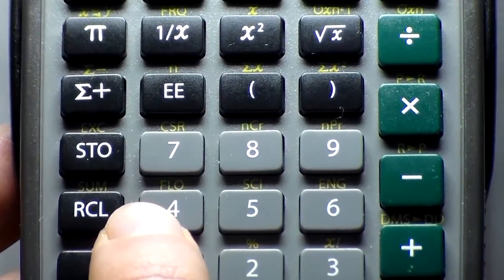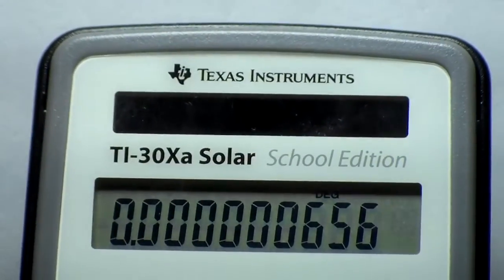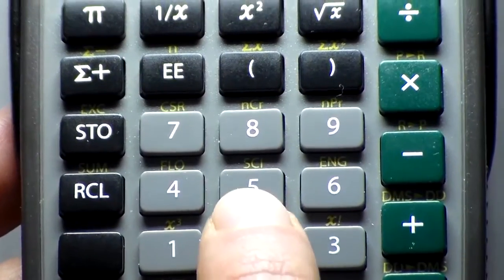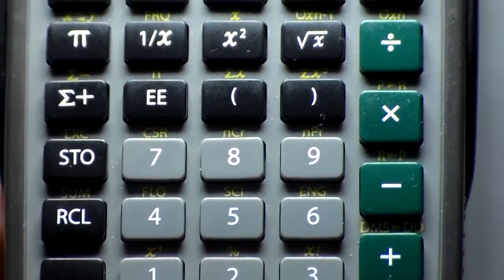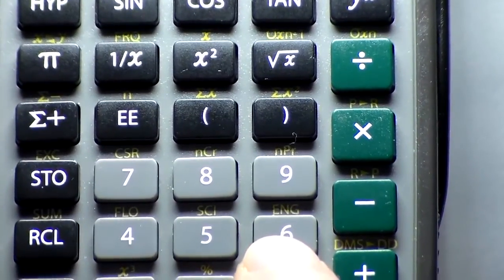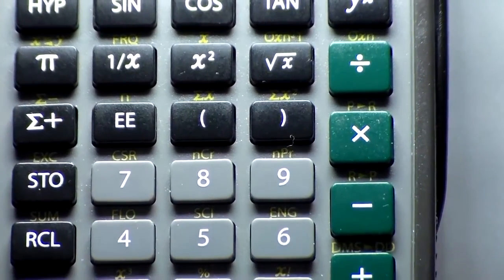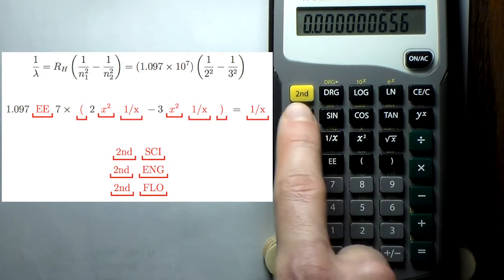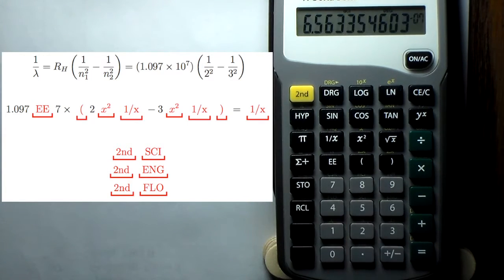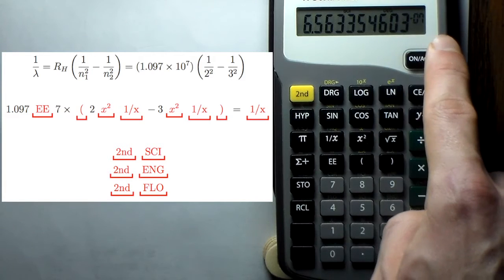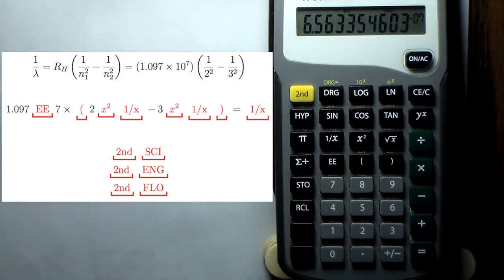So floating is the default, and this is going to display your answer like this, which is not always the most convenient. Scientific is when it's going to be displayed as a times 10 to the some number. And engineering is going to be displaying it as a times 10 to the some multiple of 3. So what we're going to do here is simply just look at this answer using the scientific. So it's very simply second scientific, and now it displays at 6.56 plus a whole bunch of other stuff which was off screen times 10 to the negative 7.